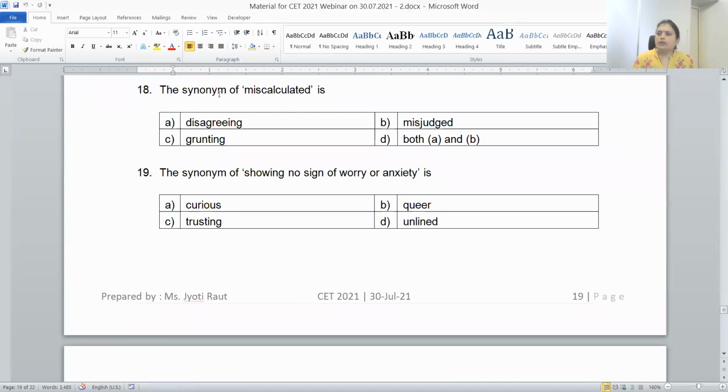Soham, can you please send me a chat, beta? Please let me know what is your doubt. I will answer it.